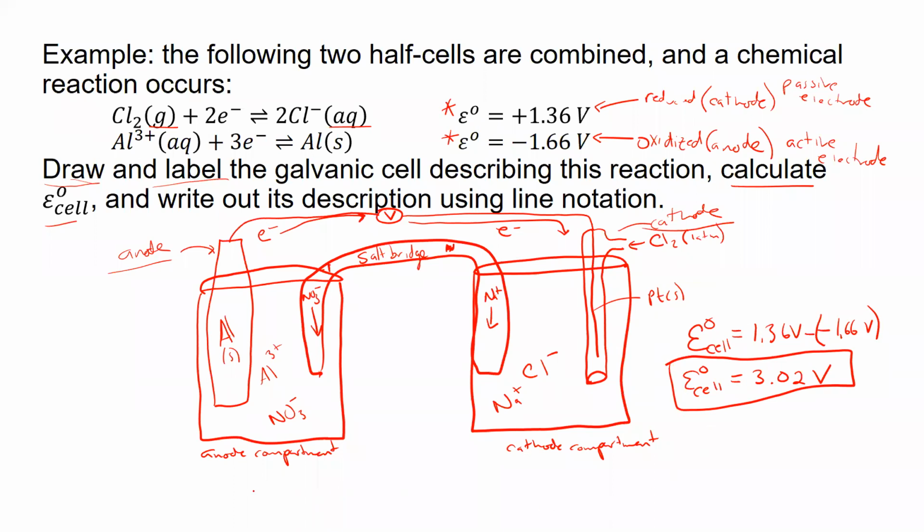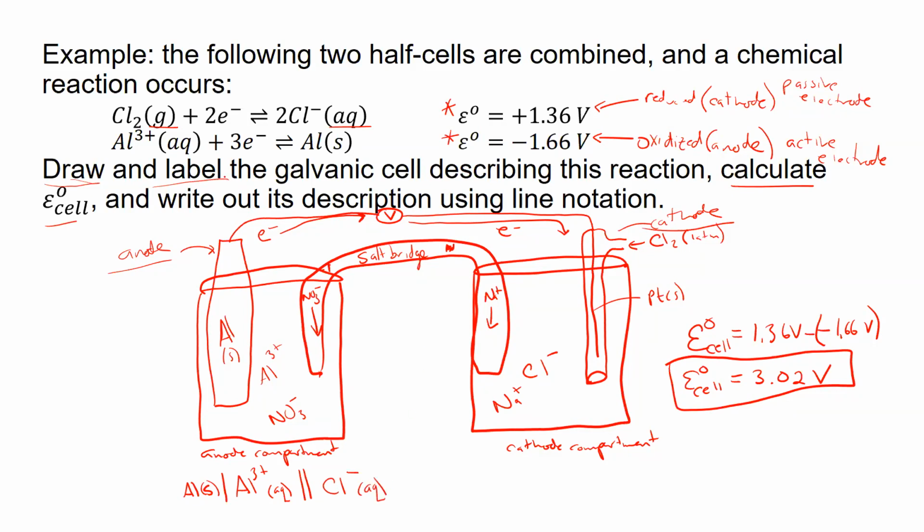Now the other thing we can do here is our line notation. So we start out with our anode, which is aluminum solid. We have a phase boundary because we have aluminum 3 plus, aqueous. Now I never listed a concentration here, so I don't need that. You do not need to write in any counter ions as long as they're inert, so I don't need to put the NO3 minus in there. So there's the aluminum 3 plus, then we've got our salt bridge.